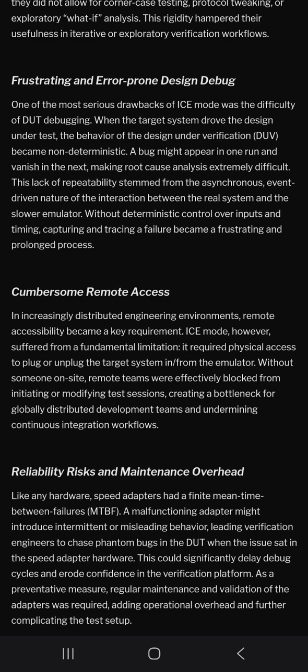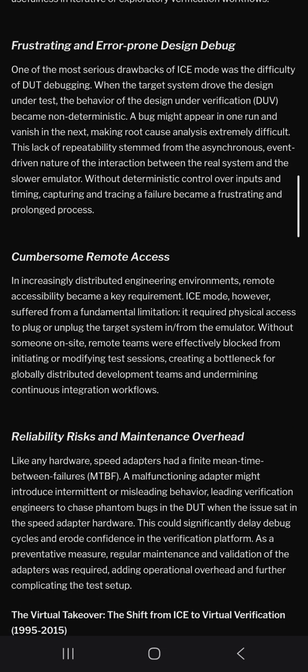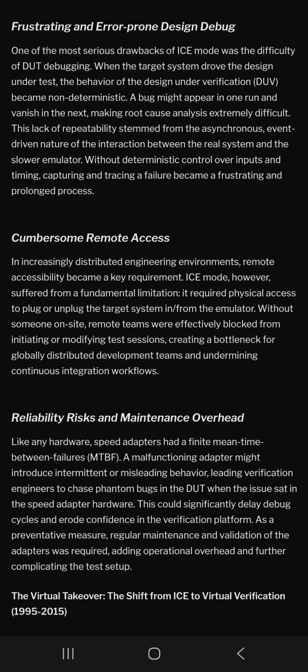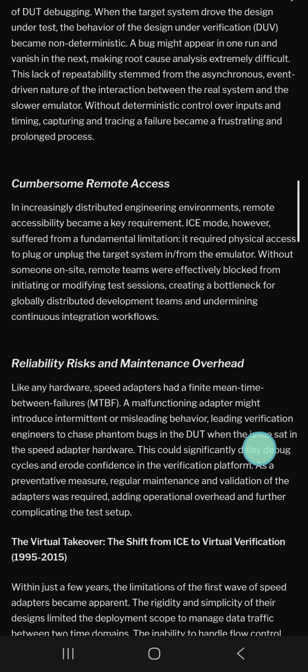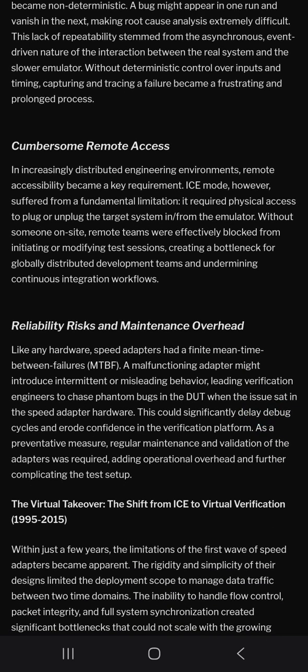Cumbersome remote access. In an increasingly distributed engineering environment, remote accessibility became a key requirement. ICE mode, however, suffered from a fundamental limitation. It requires physical access to plug and unplug the target system from the emulator. Without someone on site, remote teams were effectively blocked from initiating or modifying test scenarios, creating a bottleneck for a globally distributed development team and undermining continuous integration workflows.